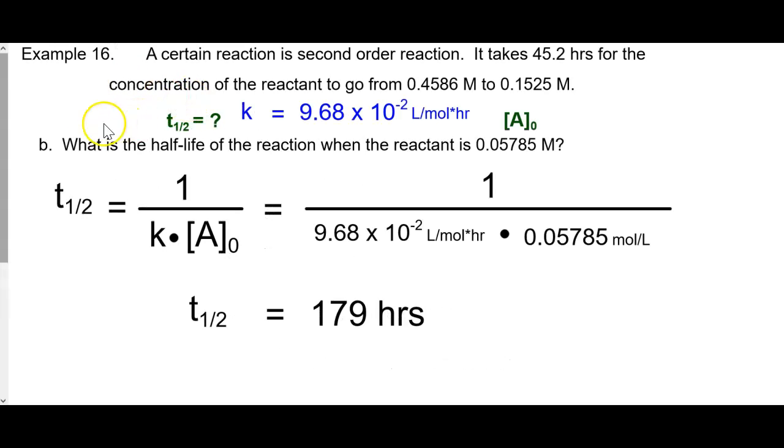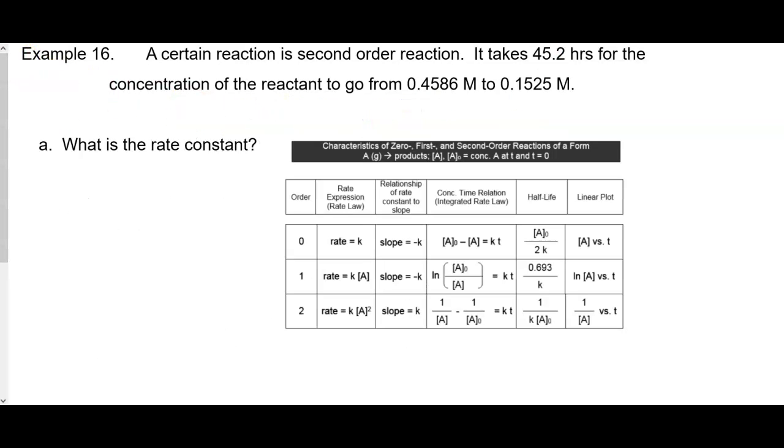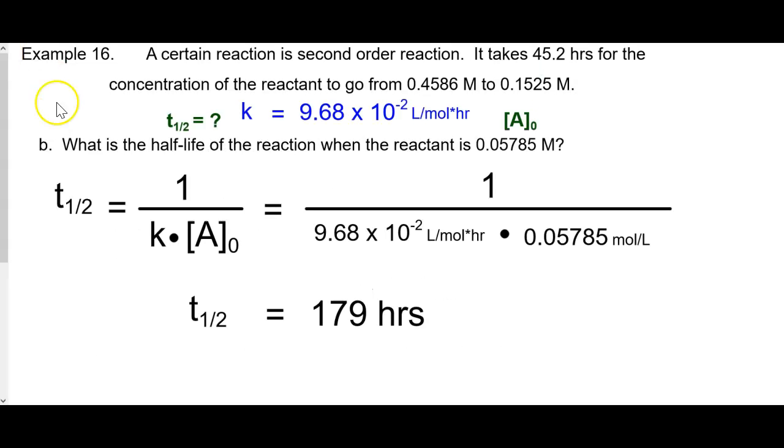Part B says, what is the half-life of the reaction when the reactant is this much? Okay, so we're looking for half-life. We know the beginning concentration, or the now concentration, is this, based on this problem. If we went back and looked at our diagram here, half-life for second order is 1 over K times the initial concentration. This is the half-life column, remember? So 1 over K times initial concentration equals half-life.